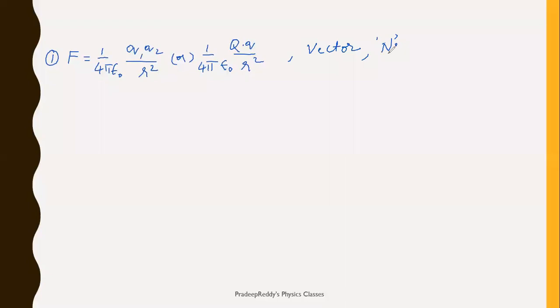As it is a vector quantity, the force can be positive or negative. That means it can be an attractive force or a repulsive force. F can be 0, positive or negative. It is a vector quantity, and the unit of electric force is Newton.